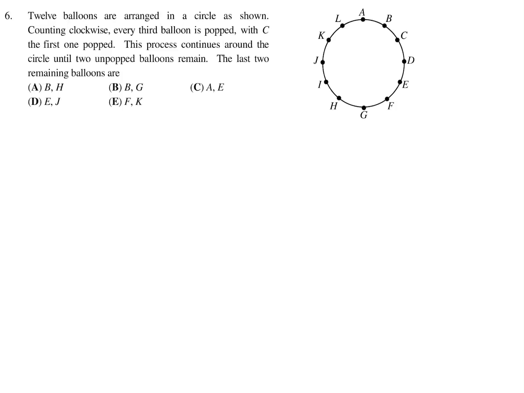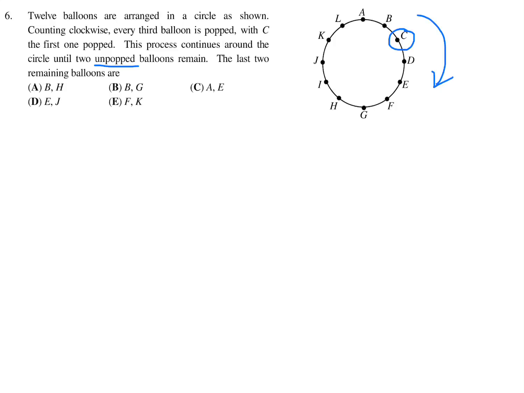12 balloons are arranged in a circle as shown, counting clockwise, so in that direction. Every third balloon is popped, with C being the first one popped. The process continues around the circle until 2 unpopped balloons remain. The last 2 remaining balloons are.